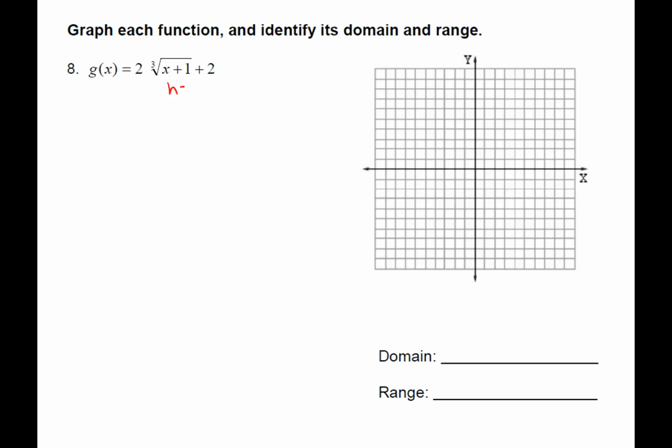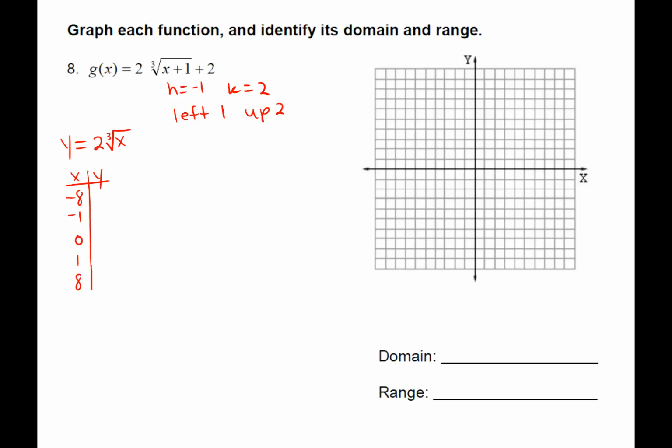We have h is negative 1, k is 2. Remember, h is the opposite of what it appears, so I'm going left 1 and up 2. Write my basic cube root function, y equals 2 times the cube root of x. Build my t-chart, x and y, and pick numbers I know the cube root of.